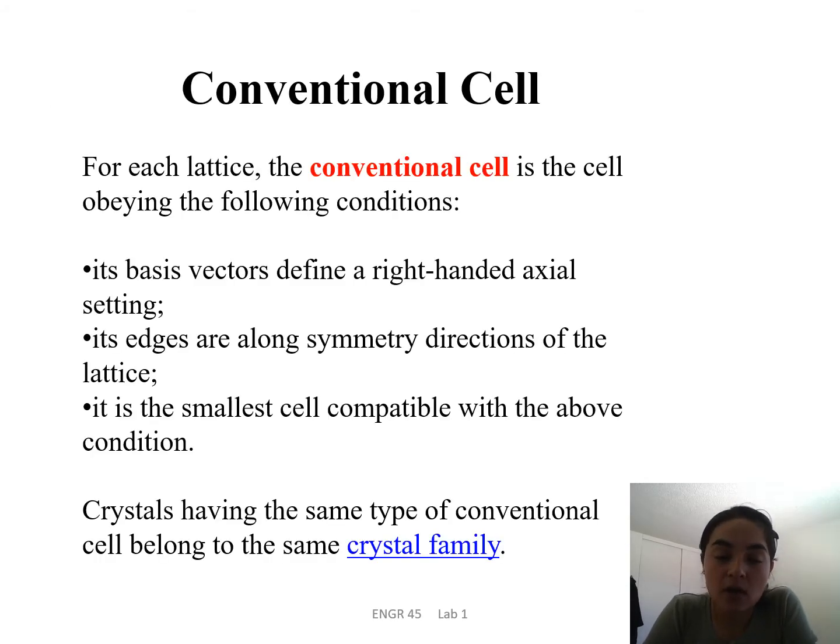Conventional cells have more than one lattice point, like we said before. The conventional cell is a cell that obeys the following: it has the basis vectors defined at the right-handed axial settings, its edges are along the symmetry directions of the lattice, and it's the smallest cell compatible with the above conditions. Crystals having the same type of conventional cell belong to the same crystal family.